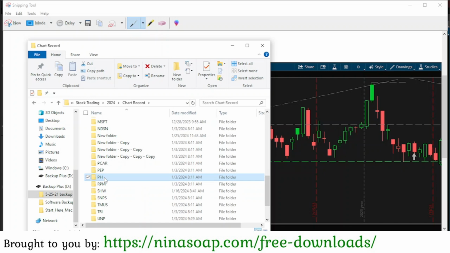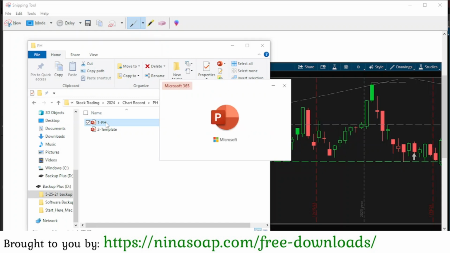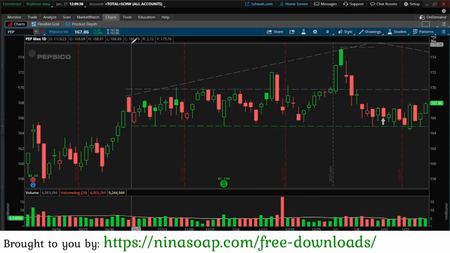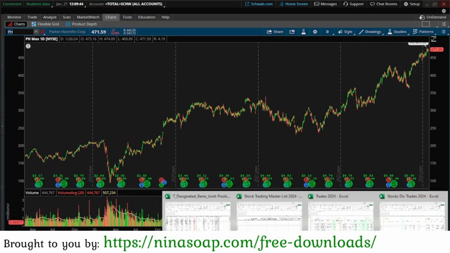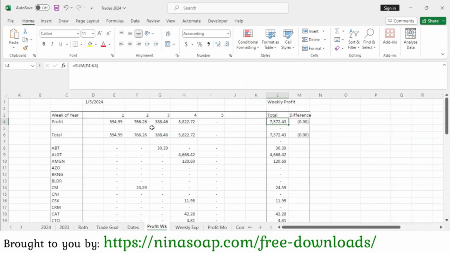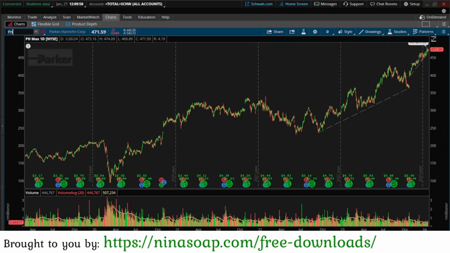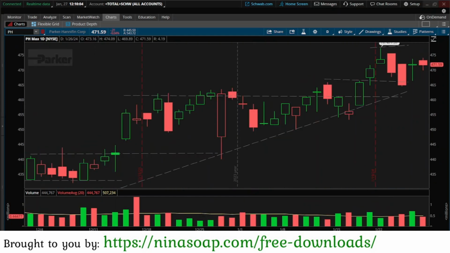That will be PH. And you can see how much work goes into updating those trading journals. So while it's opening, let's go to PH for the weekly profit that we make out of it. You can see the level of work that is going into it. So PH, did we even buy it?